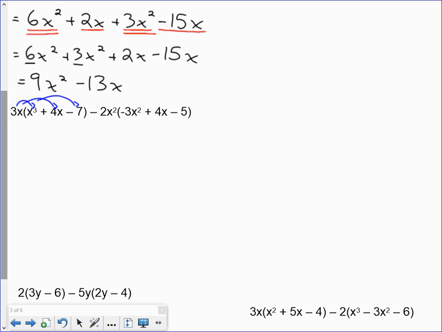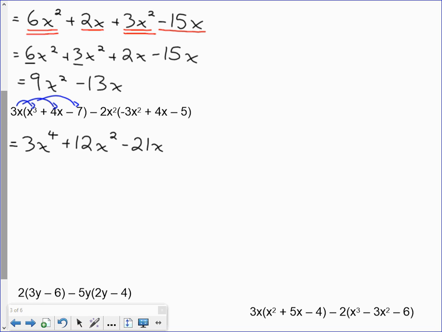By taking everything inside the brackets and multiplying by that term out in front of the brackets. So 3x times x cubed: I have x's and x's, so I have to add the exponents. 3x to the power of 4. 3x times 4x: 3 times 4 gives me 12, x times x gives me x squared. 3x times negative 7: 3 times negative 7 is negative 21, and we just have the x. Negative 21x.